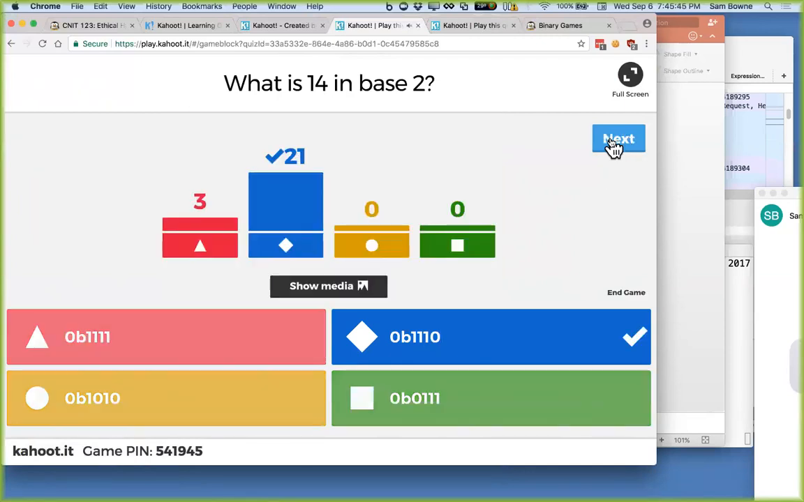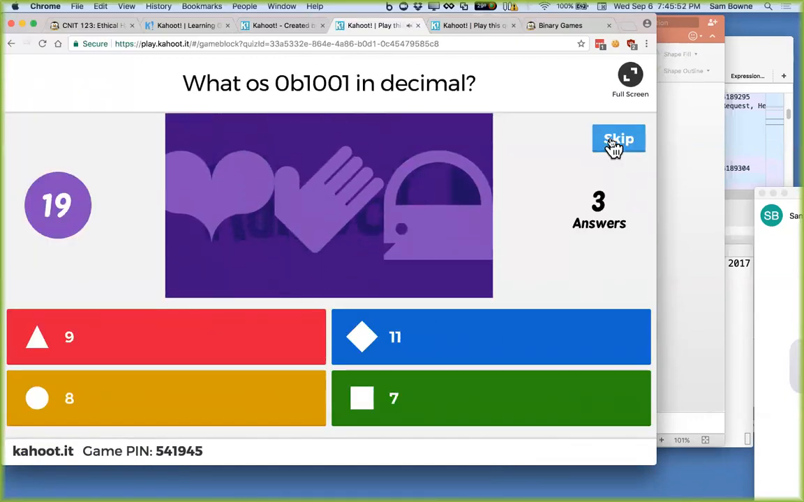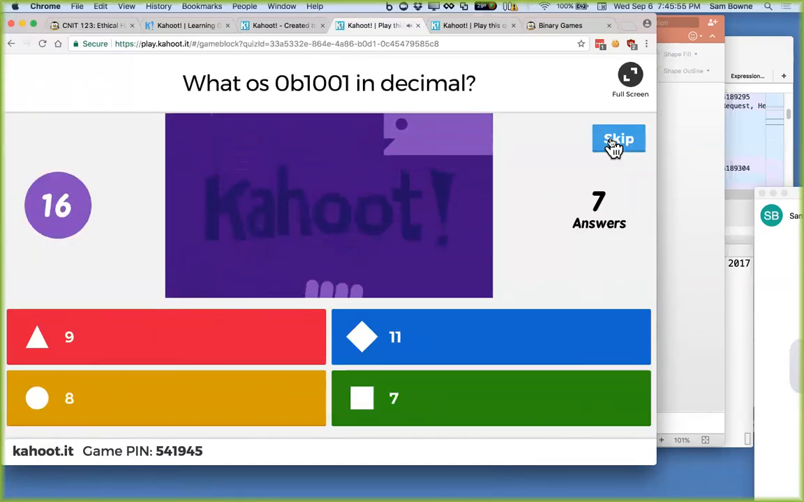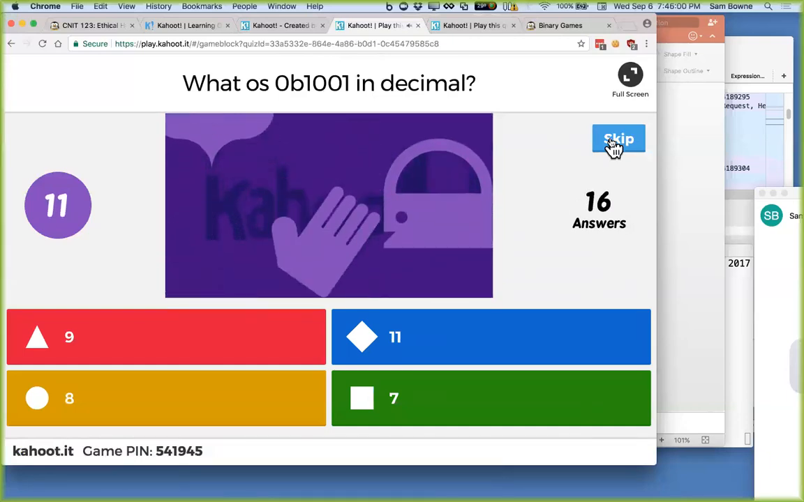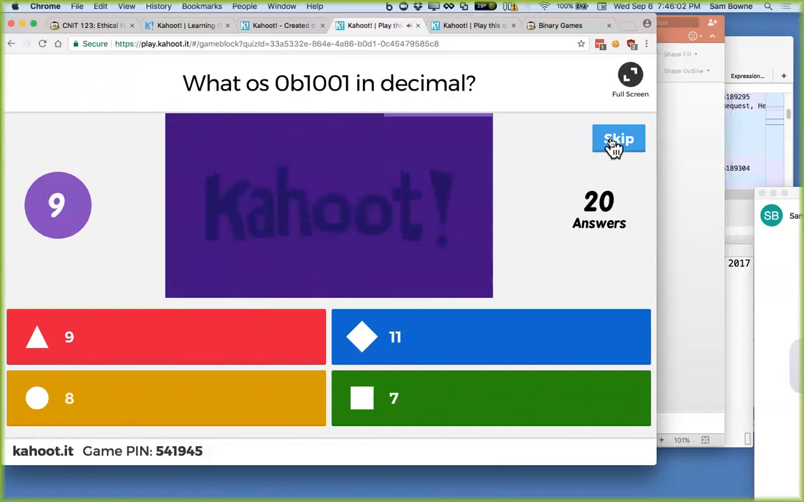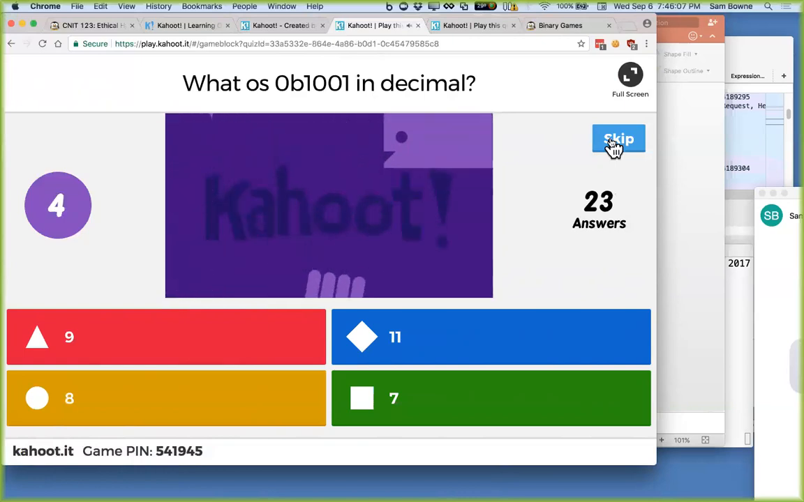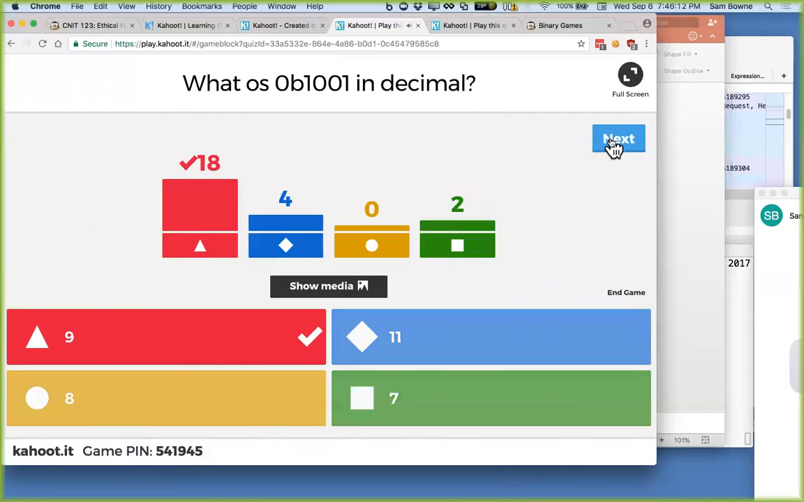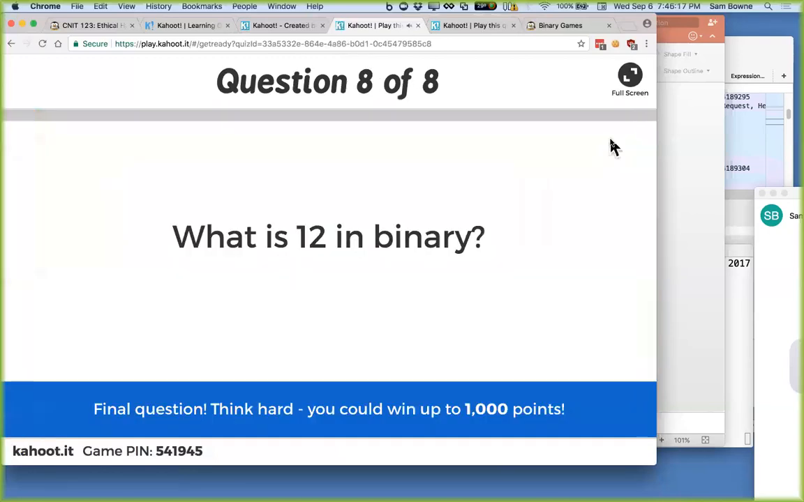All right, 1110, good. 1001 in decimal. All right, and that is 9. All right, and are there more? There's one more. What's 12 in binary? 12 is base 10.